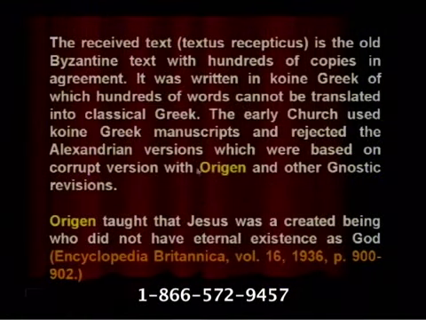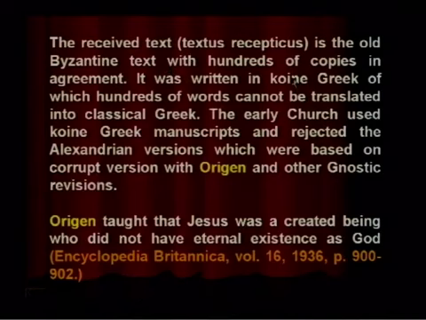The Encyclopedia Britannica tells us something about Origen. We'll see in a moment. The received text, the Textus Receptus, is the old Byzantine text with hundreds of copies in agreement. It was written in Koine Greek. Note that, written in Koine Greek, of which hundreds of words cannot be translated into classical Greek. The early church used Koine Greek manuscripts and rejected the Alexandrian versions, which were based on the corrupt versions of Origen and other Gnostic revisions. Now, the Encyclopedia Britannica tells us that Origen taught that Jesus was a created being who did not have eternal existence as God. So that's the basis. If you want to have an ecumenical Bible, you have to remove Jesus Christ as the sole Savior and as God. It has to be done.